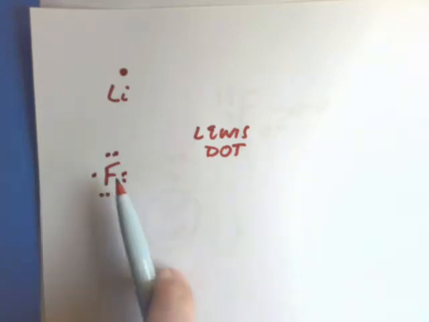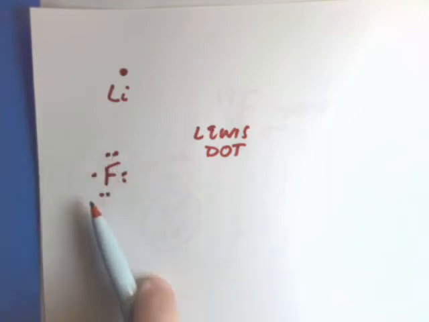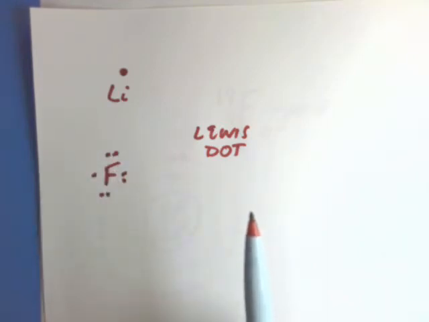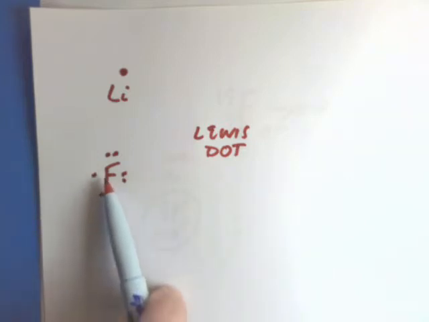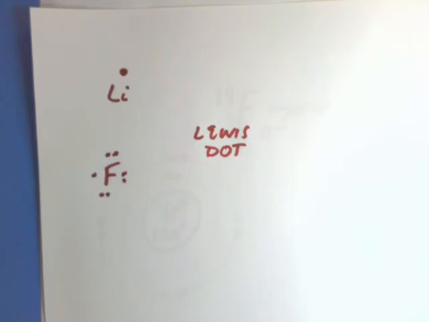Okay, so again, chemical symbol, draw the valence electrons around there. Don't draw the other electrons in the other shells. Don't tell me how many protons and neutrons are in there. Just draw the valence electrons. You've got the Lewis dot structure.